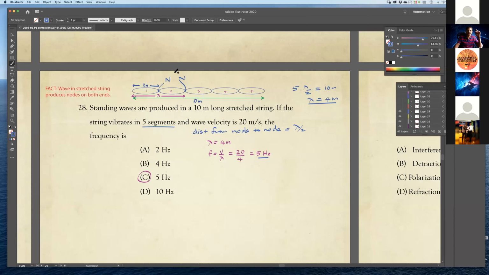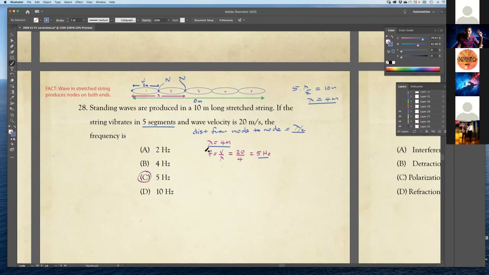Right. So what they said was this string is 10 meters long, and it's set up in five segments. One, two, three, four, five segments. And each segment, the distance from one node to the other node, we know is half lambda. And therefore, this distance must be 2 meters. Are you okay with that point? Yes, sir. All right, if that is 2 meters, then lambda is the distance from here to here, and therefore lambda must be 4 meters. You okay with that point?